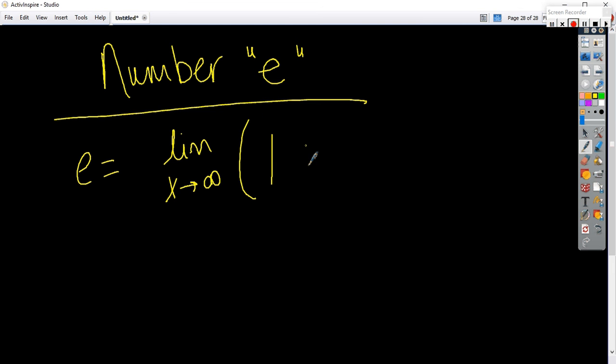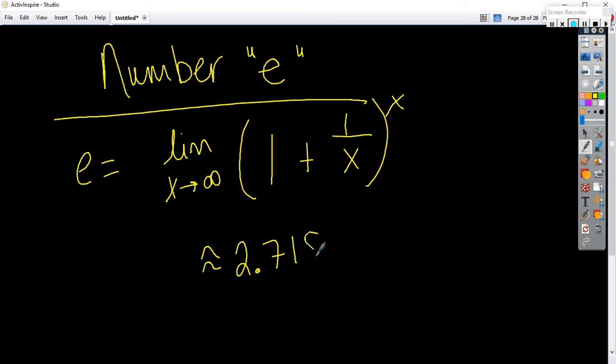So e is this number that if you could plug in infinity into this expression here, (1 + 1/x)^x, it would give you e, okay? But we can't plug in infinity. We can plug in numbers really, really big, but the bigger they get, the closer they get to this value of e, which is approximately 2.718. And it goes on forever because it's irrational.